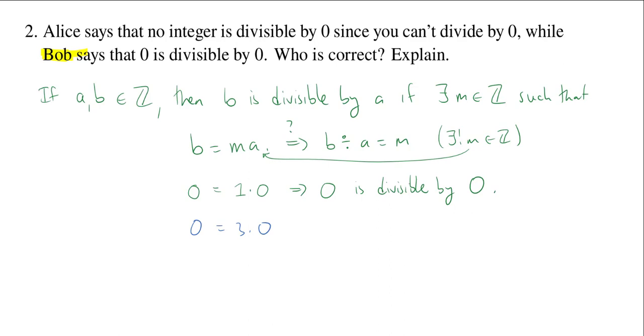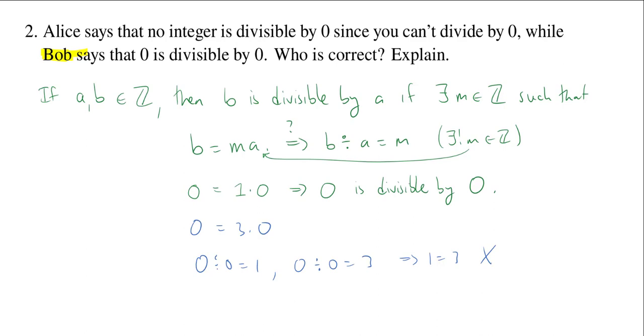So if we didn't have this uniqueness, we'd be able to say, well, fine, zero divided by zero is equal to one because zero equals one times zero. But we also could write zero divided by zero equals three because, well, zero equals three times zero. And of course, this is nonsense, right? This would tell us that one was equal to three. All right, so this is why we need this uniqueness.